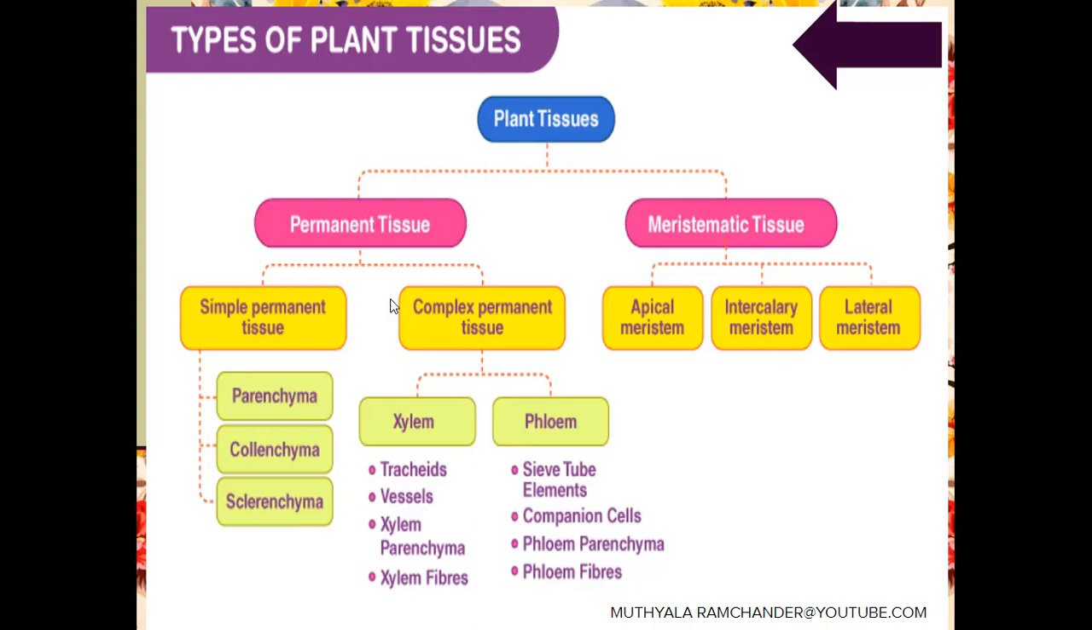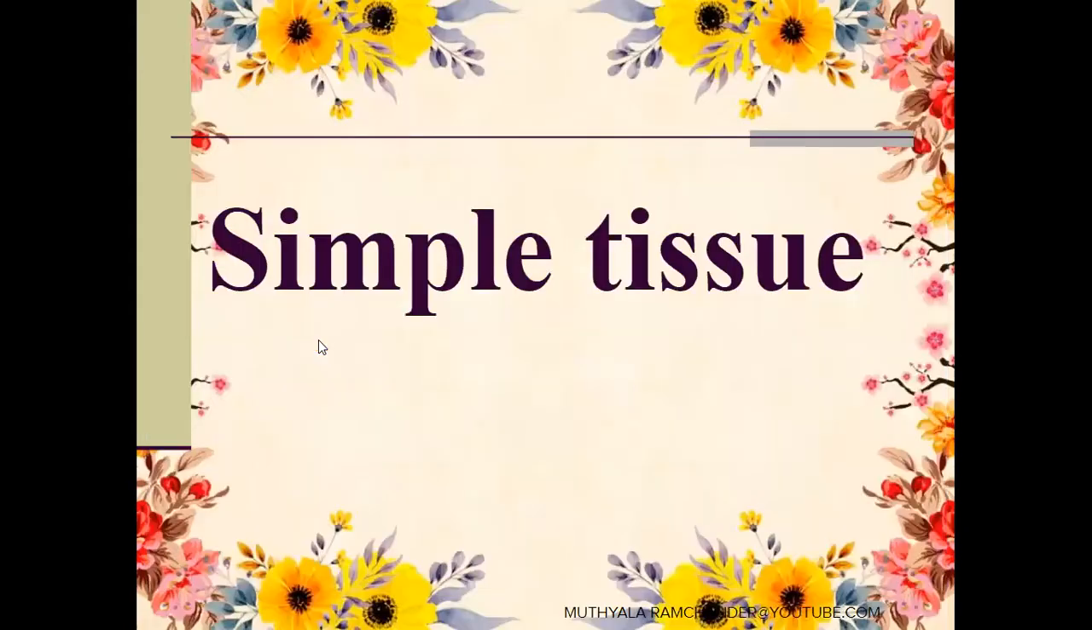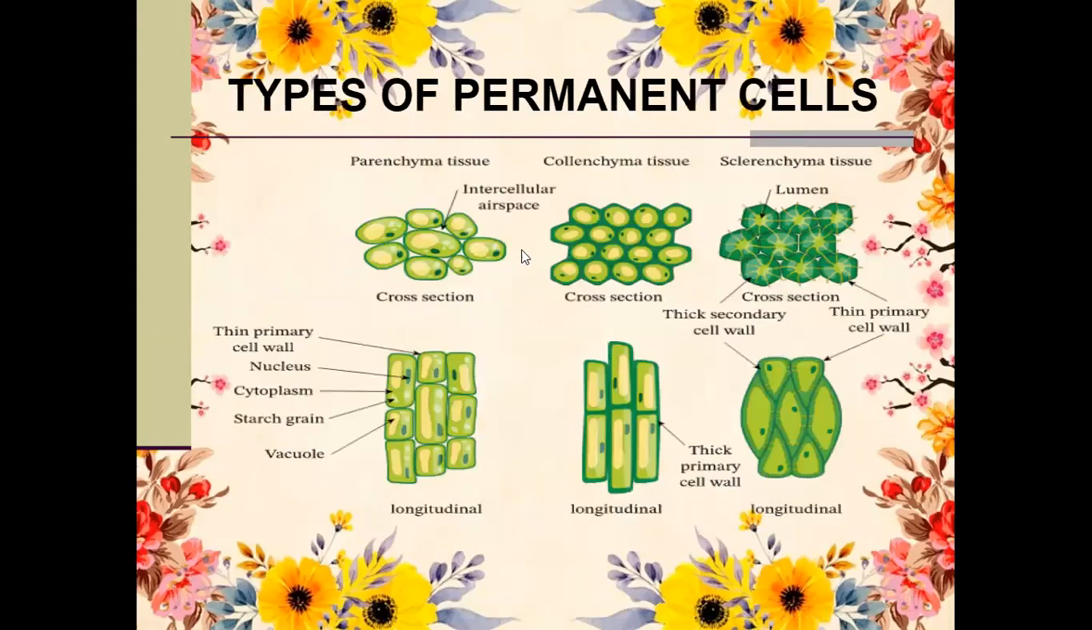From these permanent tissues, today we discuss simple tissue. Simple tissue means structurally and functionally unique types of cells or tissues are called simple tissues. The simple tissues are mainly of three types: parenchyma, collenchyma, and sclerenchyma. These are the three types of simple tissues we discuss here.